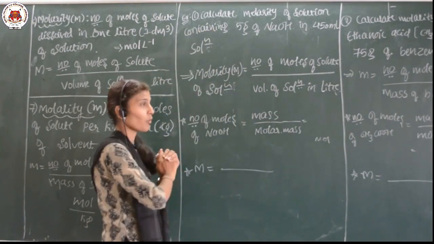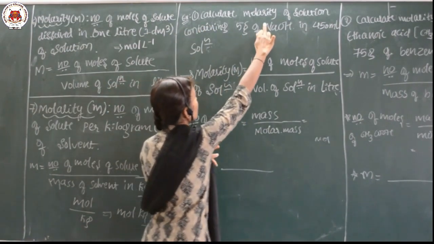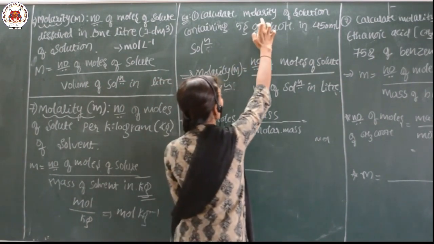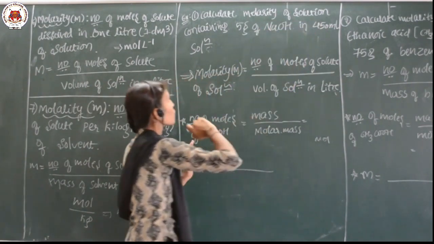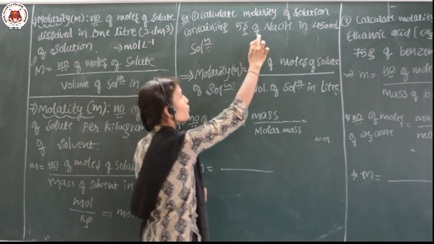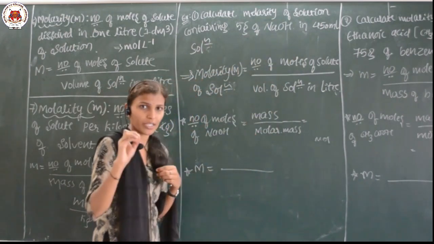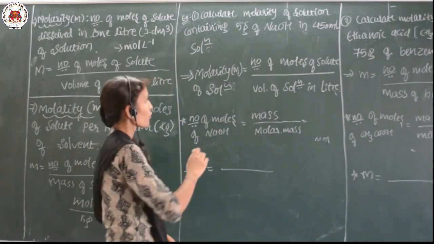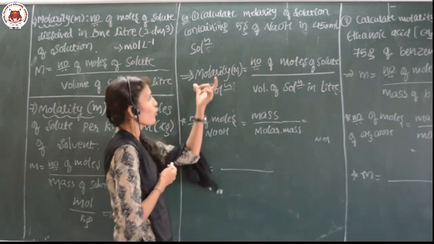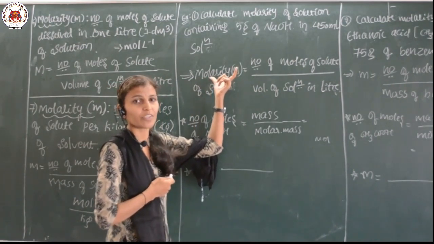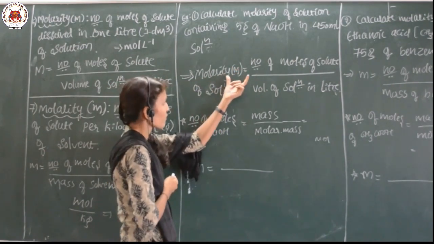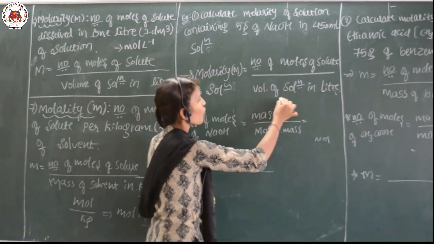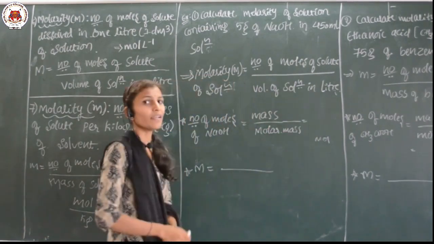See here, first problem, calculate the molarity. They have asked molarity. Calculate the molarity of the solution containing 5 gram of NaOH in 450 ml of the solution. So see here, as we know the formula, molarity capital M is equal to number of moles of the solute divided by volume of the solution in liter.